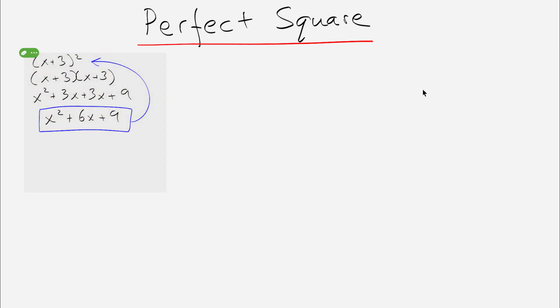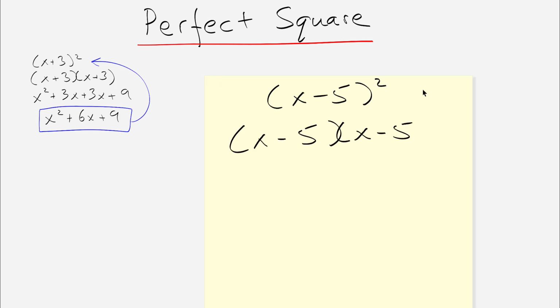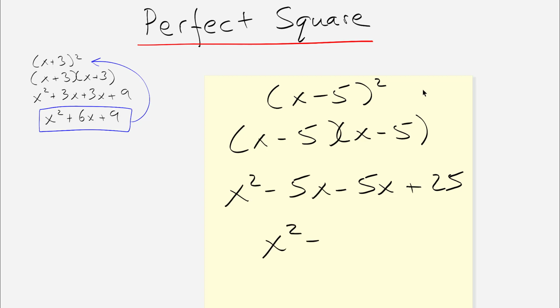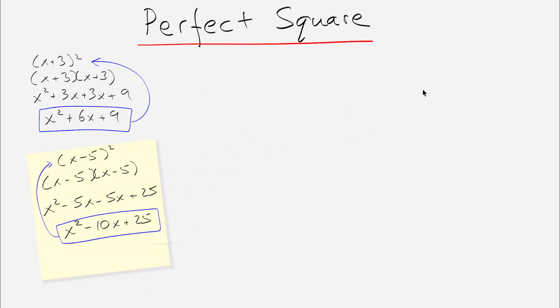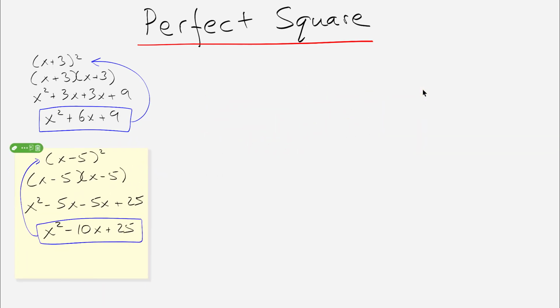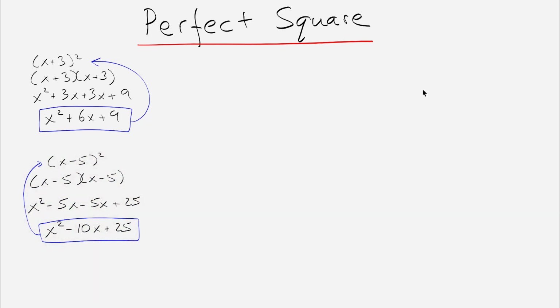Let's have a look at one more example here. Let's say I take something like x minus 5 and I want to square that. So we know that that's x minus 5 times x minus 5. So that would be x squared minus 5x minus 5x plus 25. In other words, x squared minus 10x plus 25. That is another perfect square because it can be written as x minus 5 squared. So that is the idea of a perfect square. And as you practice these, you will get more and more familiar with them.